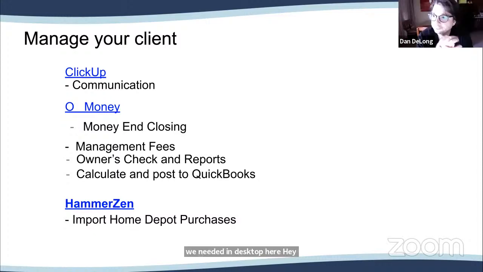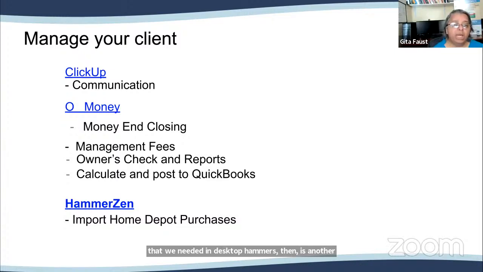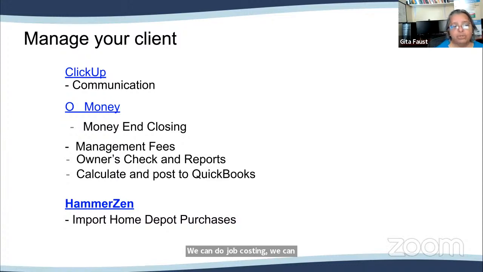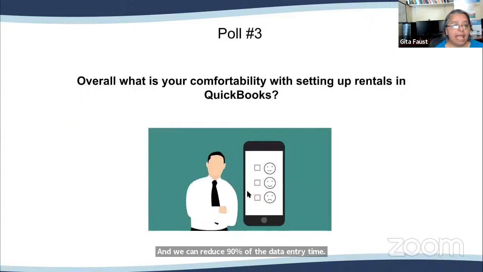HammerZen is another one we built because of our clients. We can do job costing. We can use products and services. We can use items. We can use class feature. And we can reduce 90% of the data entry time by importing Home Depot purchases using HammerZen. And it is wonderful. Got it.